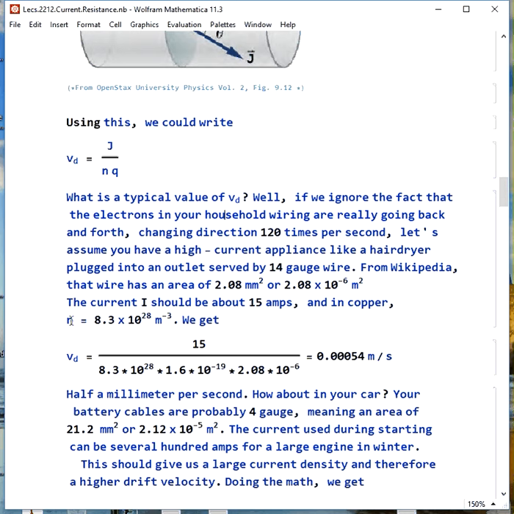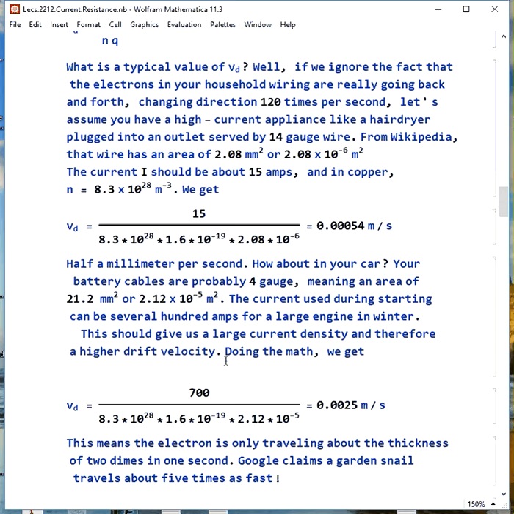And in copper, this number density of electrons is 8.3 times 10 to the 28 per cubic meter. So now it's a math problem. We put all this in and we get 0.00054 meters per second. That's half a millimeter per second. What about in your car?